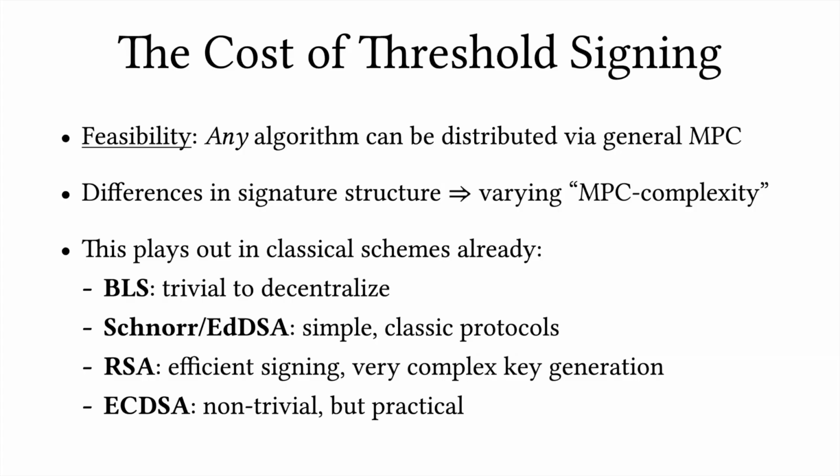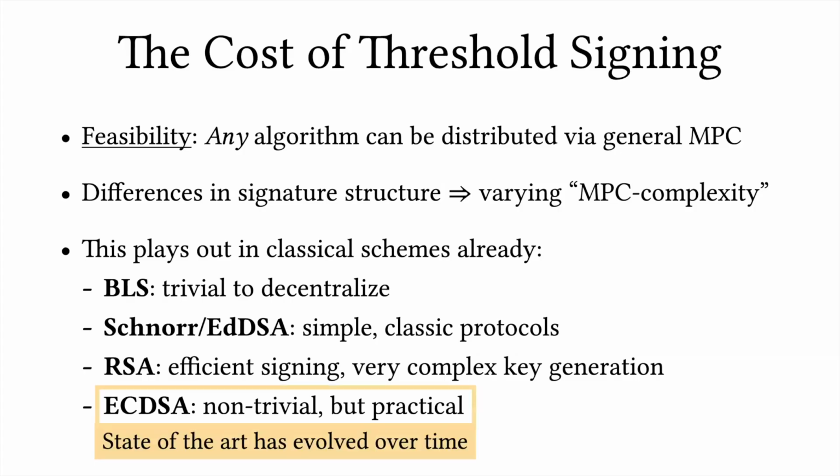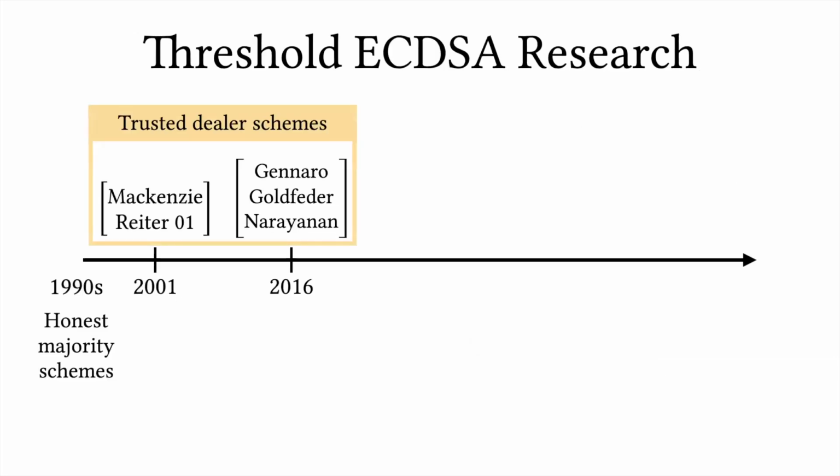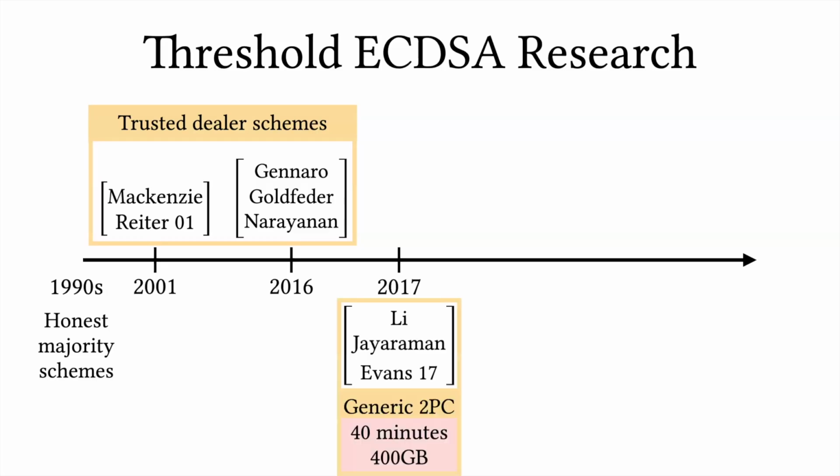ECDSA kind of sits in between these. It's, I would say, non-trivial, but still practical because it is actually used, and the state of the art for ECDSA has evolved over time. Right. So just like a quick overview of the history, threshold ECDSA has been studied since way back when ECDSA itself was actually standardized, and people started with sort of limited schemes, like for example, with a trusted dealer or an honest majority or something.